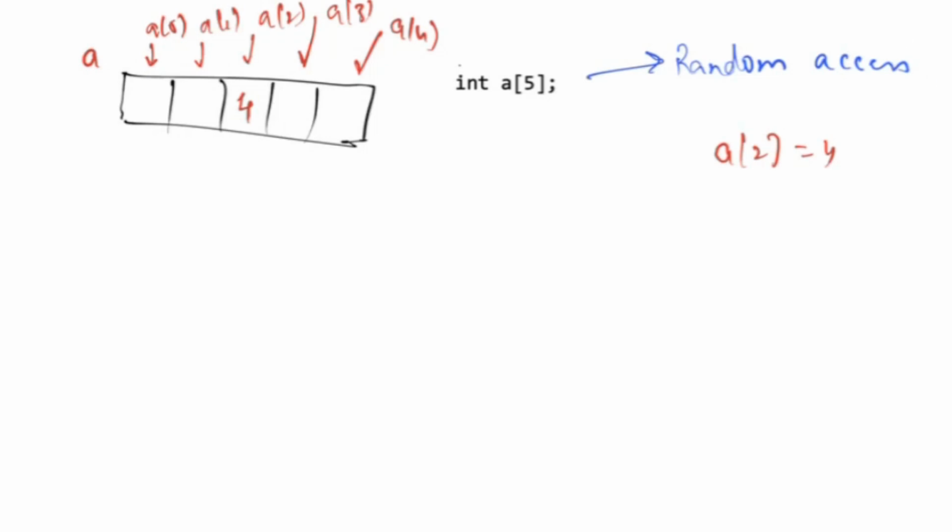Random access means that it will take the same time to access any element. The time to access the first element, second element, third element, fourth element, fifth element is the same. It is constant. How can the time be constant?